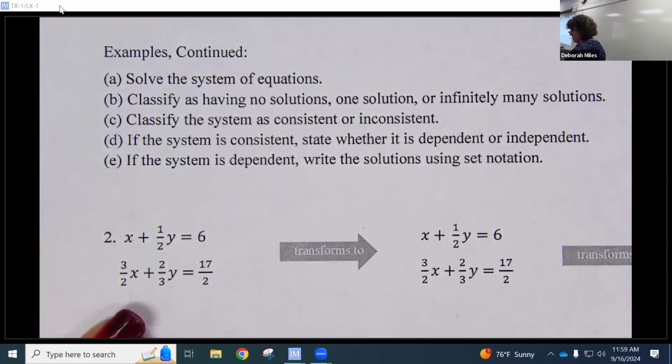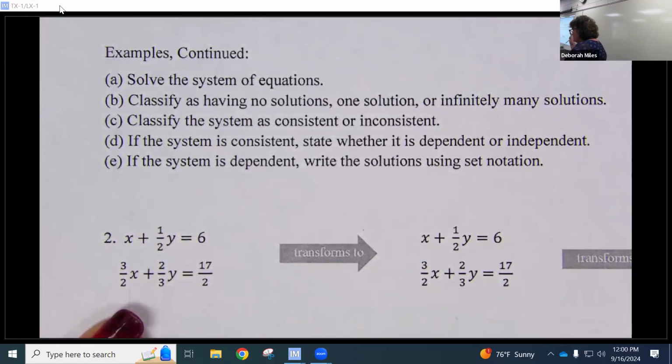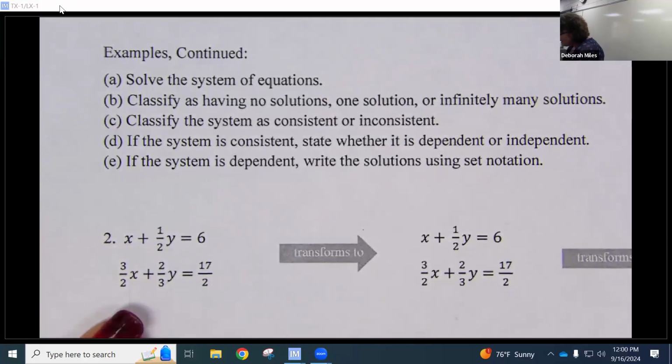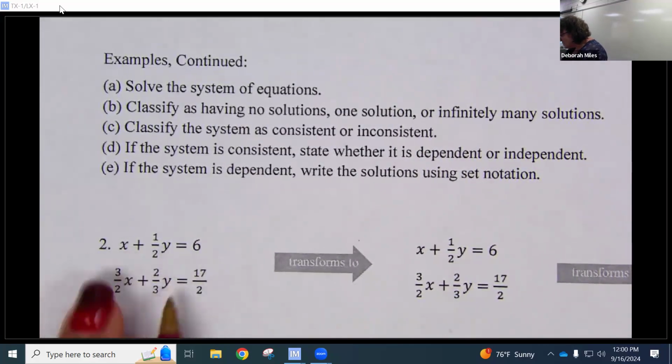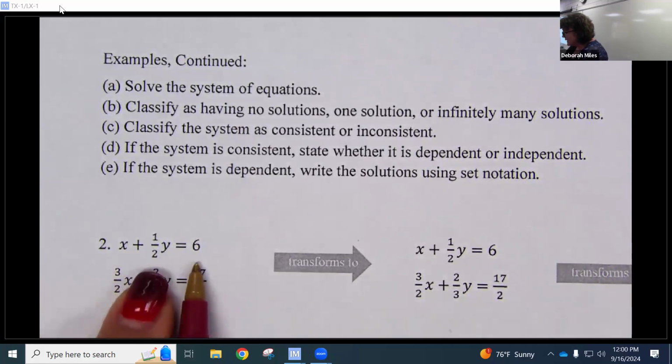You have any ideas about how to get rid of fractions? Not the reciprocal, but the LCD, the least common denominator. Good, James. I need to multiply both sides by the LCD. I don't have to multiply both equations by the same thing. To clear the fractions out of the first equation, I could just multiply both sides by what? 2.